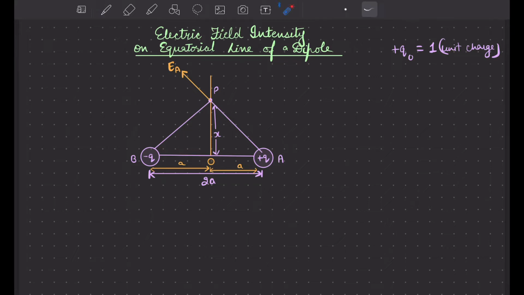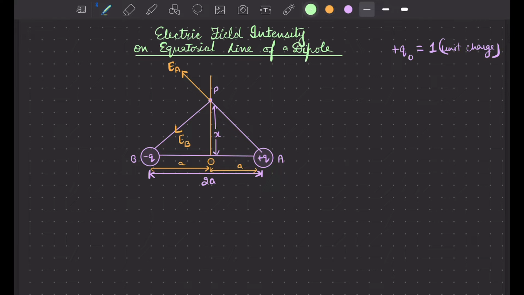On the other hand, at point P we already know we have the plus q naught charge, the unit positive test charge, and here at point B we have a negative charge. So the plus q naught charge and minus q charge are of opposite nature. That is why this minus q charge is going to attract this unit positive test charge towards itself. Therefore the electric field because of point B will act in the inward direction. That is why we are going to mark the electric field intensity at point P, because of the charge placed at point B, in the inward direction.